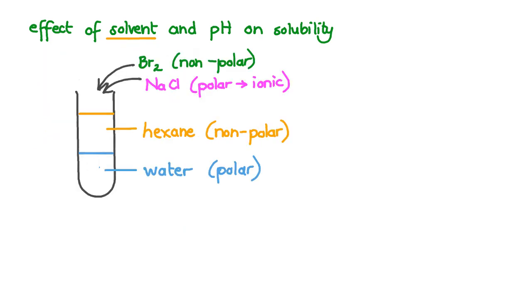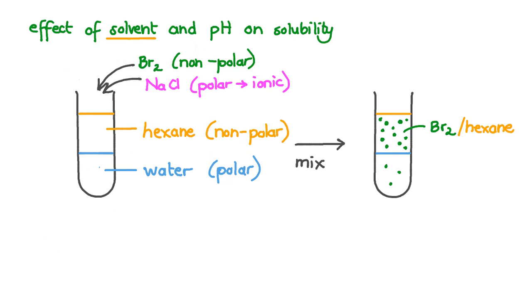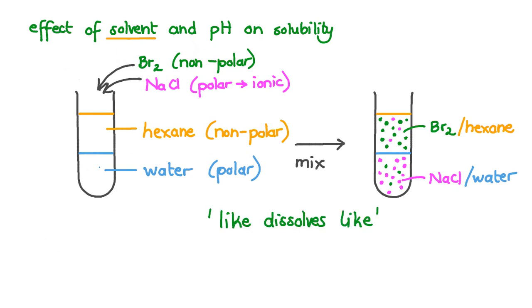If we added a nonpolar solute like bromine and a polar, or in this case ionic solute such as sodium chloride, into a test tube containing hexane and water, which are nonpolar and polar solvents respectively, and we give it all a good mixing, most of the nonpolar bromine will dissolve in the nonpolar hexane, and most of the polar or ionic sodium chloride will dissolve in the polar water. Again, this is because of the rule like dissolves like.